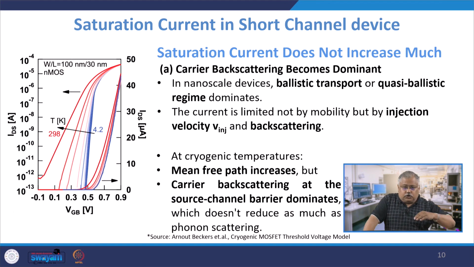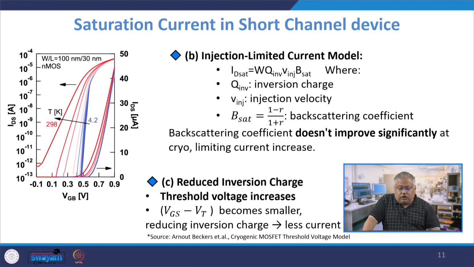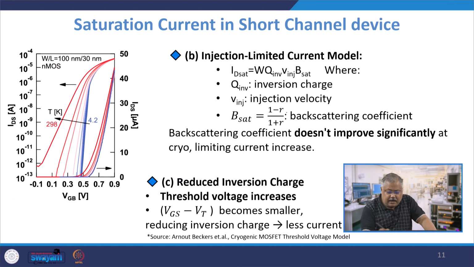So that is the reason the saturation velocity or the saturation current does not increase as much as we want it to increase, or the theoretically predicted increase is not that large. So, let us look at the injection limited current model. We have already seen it, where B is the backscattering, 1 minus R, R is the probability of scattering, and the backscattering doesn't improve significantly at cryo, and that limits the current increase, right.